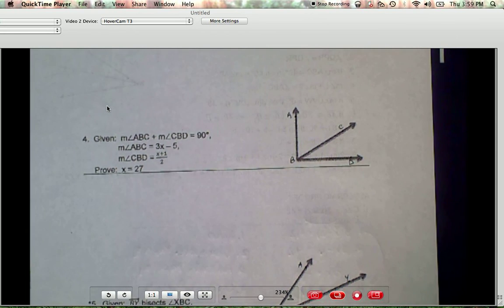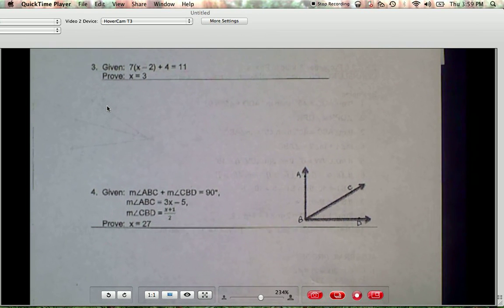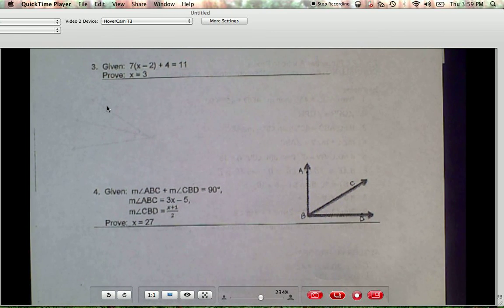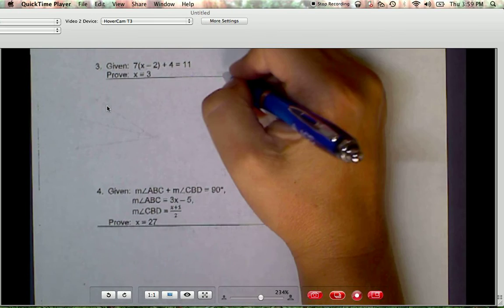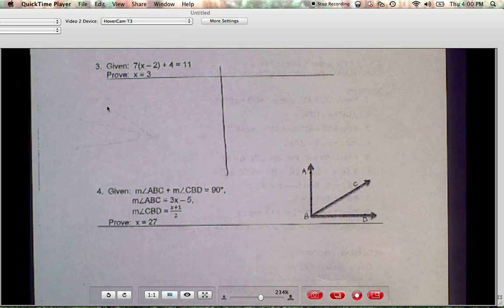Okay, what I'd like you to do is pause here and try to do number 3 on your own. Work through the steps, and you're going to have a left side and a right side. Keeping in mind, I can't even tell you how many steps there are because there are different ways that you can do this proof. So I'll get you started.